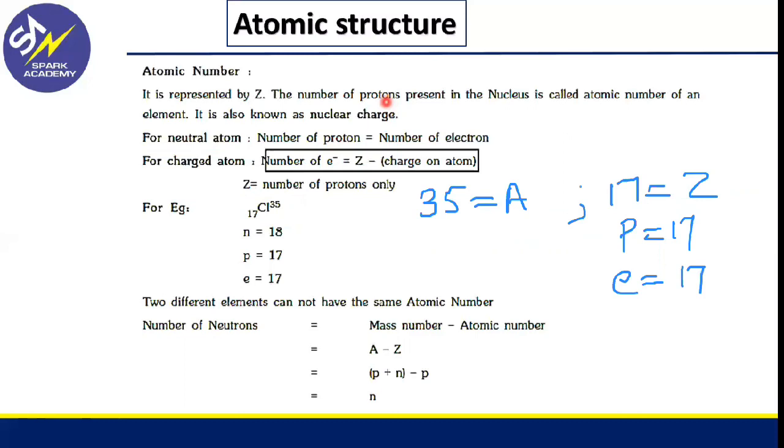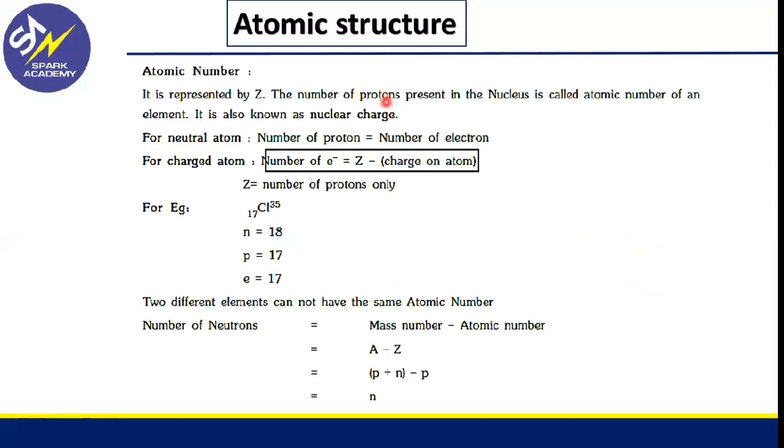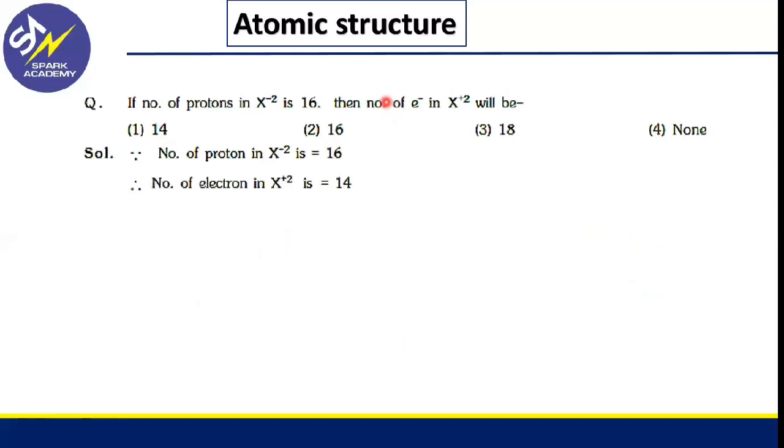Now what about the number of neutrons? What is mass number? Protons plus neutrons, isn't it? So 35 minus 17 should give me the number of neutrons, which is 18. This is how we represent. We find out the number of neutrons, electrons and protons. So always, the number of neutrons is determined by mass number minus atomic number. Okay, suppose this is the question.